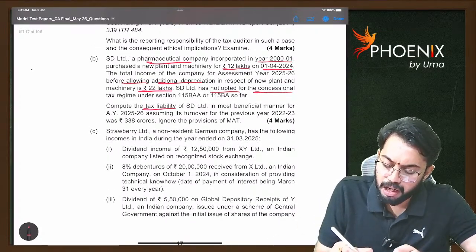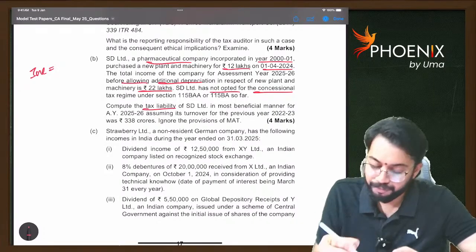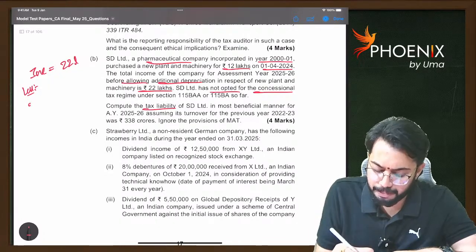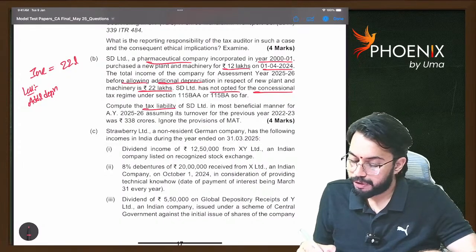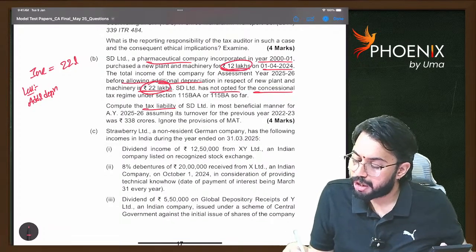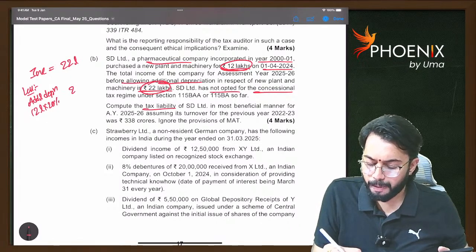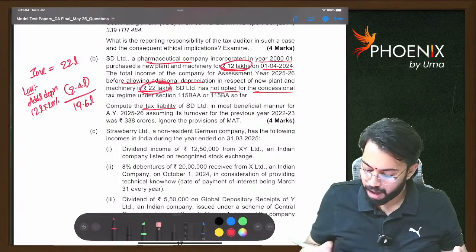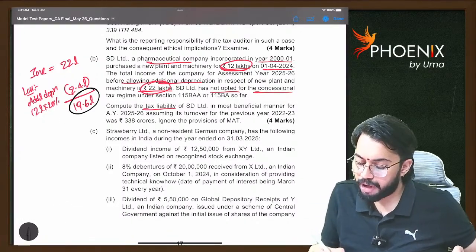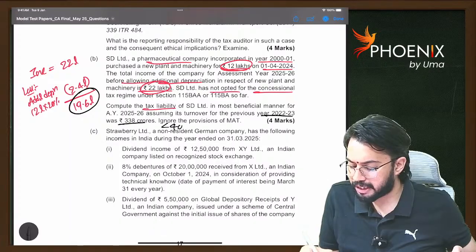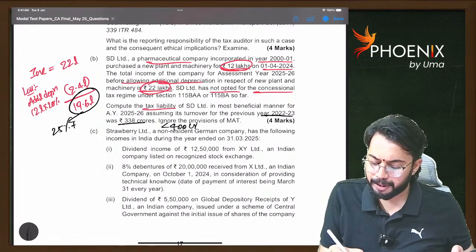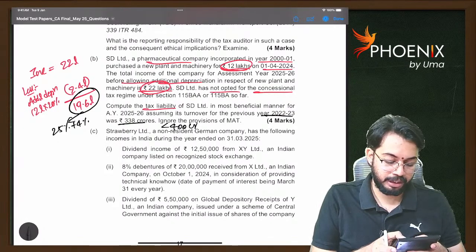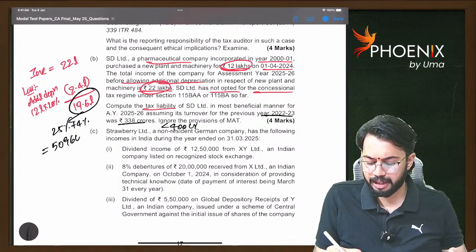Shall we calculate? How much is the income? 22 lakhs. But this income is before reducing additional depreciation, so we need to reduce additional depreciation. Additional depreciation is 20%: 12 lakhs into 20% is 2.4 lakhs. After reducing additional depreciation, we have 19.6 lakhs. Turnover during 22-23 is 338 crores, less than 400 crores. So the tax rate applicable is 25% plus 4% HEC. 25 plus 4% is 26%. 19 lakh 60,000 at 26% is 5 lakh 9,000. That is the tax.